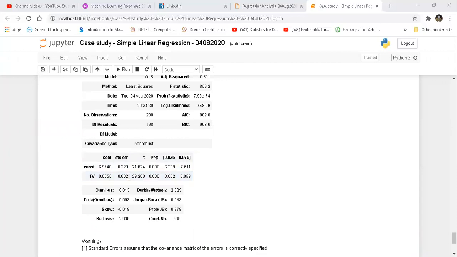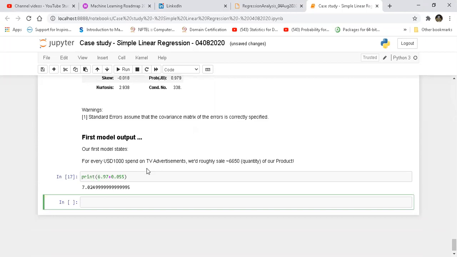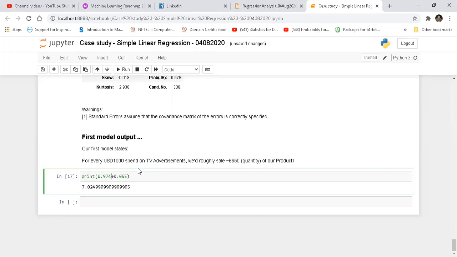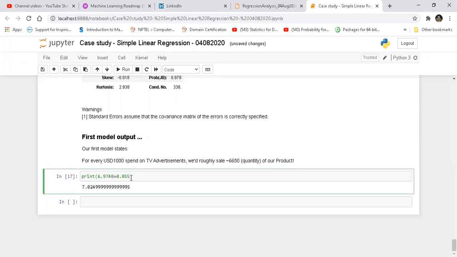You may not be able to see it on my screen, but let me be very specific here. Just a moment. 6.97. No, why do I need a calculator? I'm already inside Python. 6.97 plus 0.055. Okay, what is going to be the value? 7.024. Okay, 6.9748 and 0.0555.